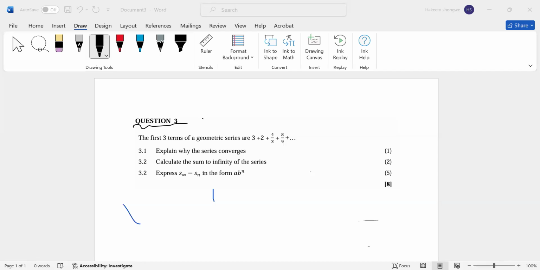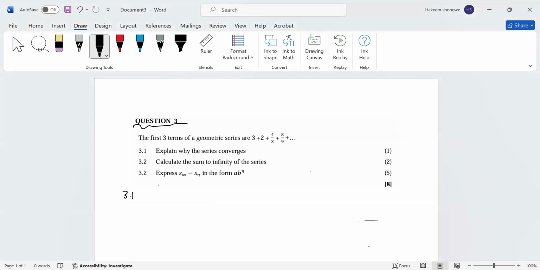Okay, sure. Question 3. They say the first 3 terms of a geometric series are 3, 2, and then they say 3.1. Explain why the series is convergent. Yeah, why is the series convergent?